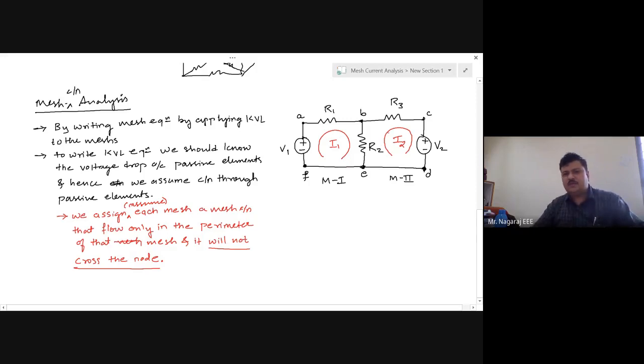So with this kind of assignment, we assign one current for each mesh, and I write KVL for each mesh. For mesh 1 I will write KVL, for mesh 2 I will write KVL. If there is a mesh 3, I will write KVL for mesh 3. So as many meshes as I have, so many currents I will assign to those meshes, and so many KVL equations I will get. So with this, I will get a set of linear equations.